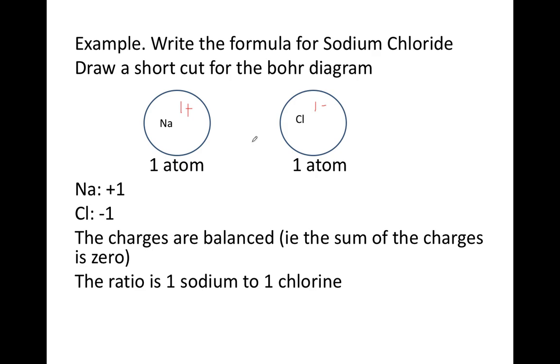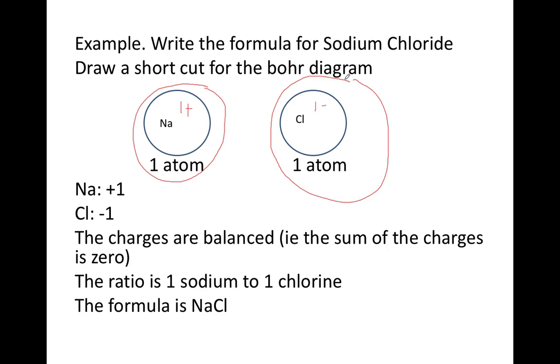So the ratio of sodium to chlorine is 1 to 1. You can see there's 1 circle representing sodium, 1 circle representing chlorine. So it's a ratio of 1 to 1. The formula is written as NaCl. The imaginary 1 here and here is not written. We don't write it.